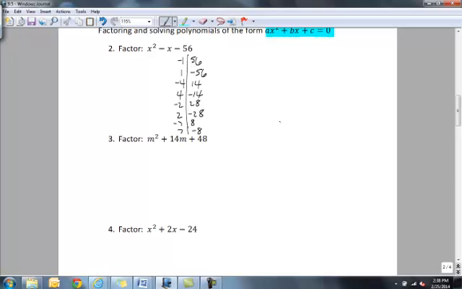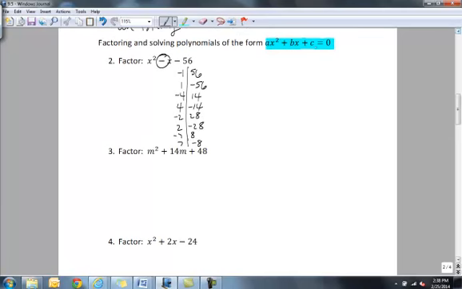So the question is, how do we pick the numbers that we want? Well, we're going to follow the same pattern we do with FOIL. We know that all these numbers multiply to be negative 56. What we're going to try to figure out is which of these numbers adds to be the b, the middle coefficient. Essentially, we're trying to figure out which numbers multiply to be c and add up to be b.